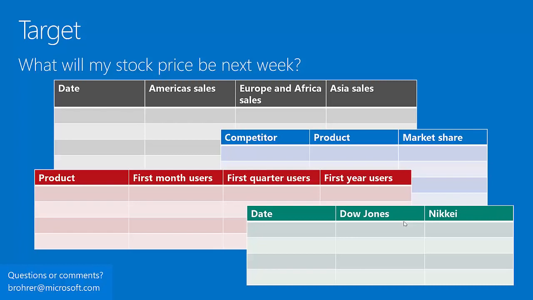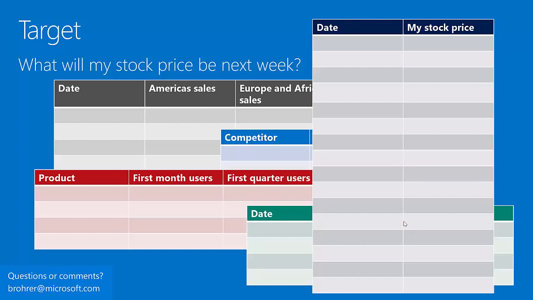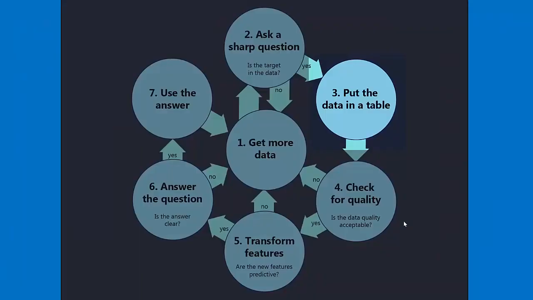So you can gather sales information by region, information on your competitors' products. You can gather information about your users and how long they've been around, and external information about markets. But none of that will do you any good in answering your question until you also have a history of your stock price so that you can line it up with those and find the patterns. If you don't have your target in the data, go get more data.